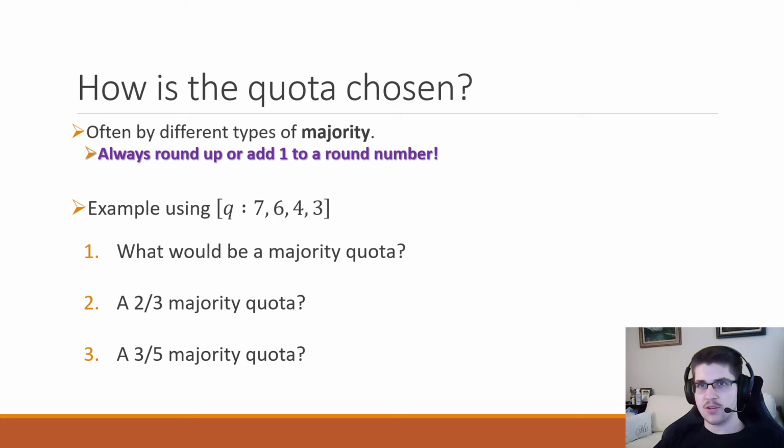So I'll try to write here with my pen. V, the total number of votes, is 20. And then if you just do V divided by 2, that would give you 50%, which is of course exactly 10. But exactly half is never a majority. So a majority quota would actually be 11 in this case. So if we wanted to use a majority quota for the system, we would select 11 as our choice.